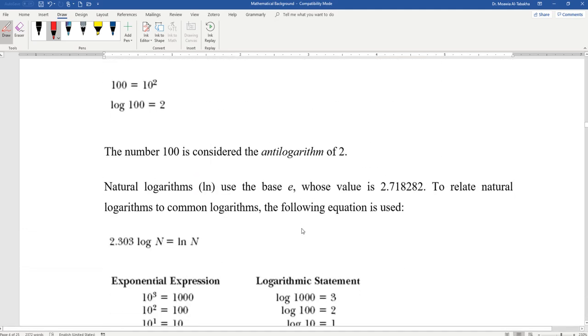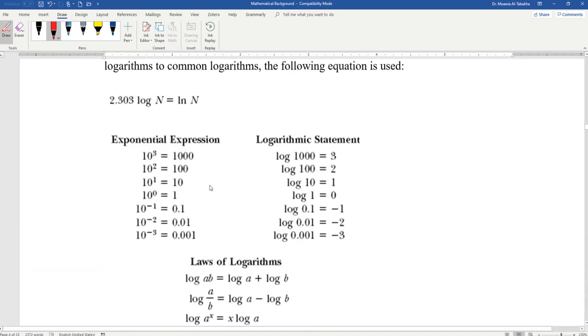I also want you to know the following. This is regarding logarithm, but it can be applied even to ln in the same way. See, 10 to the power of 3 is 1000. If I want to take its logarithm, it will be 3. Why 3? Because 10 to the power of 3 is 1000. Okay, log 100 is 2 because 10 to the power of 2 is 100.